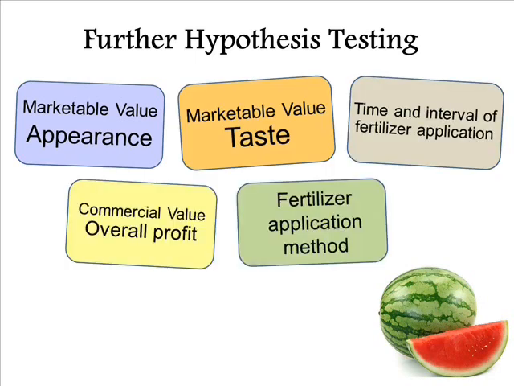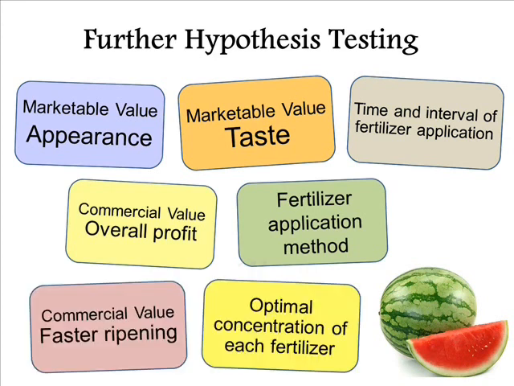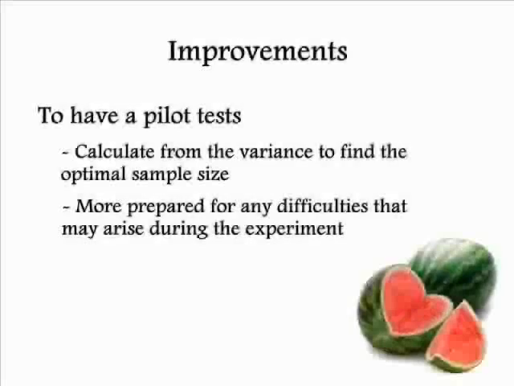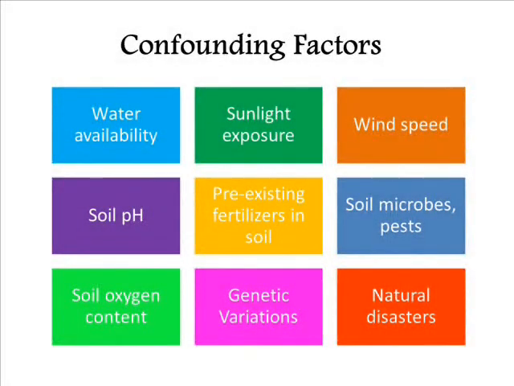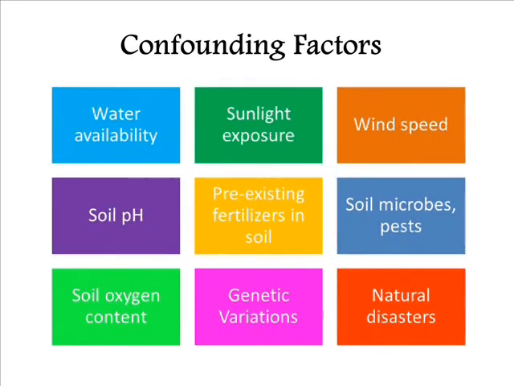We can also try varying the method of fertilizer application to see how to get the most out of the fertilizer. If we can have 1 more year for the experiment, we could have performed a pilot test. There are also confounding factors which cannot be controlled throughout the experiment. They include natural variations, pre-existing fertilizers in soil, and the different conditions of each plot.